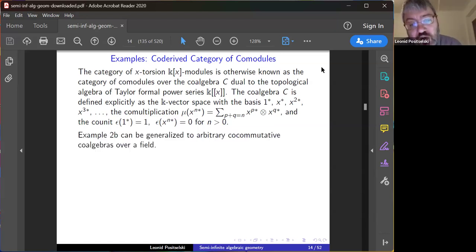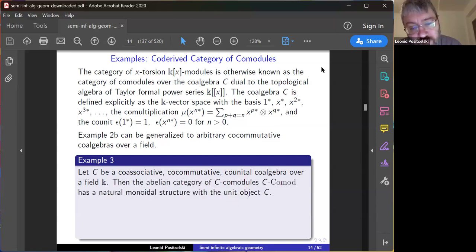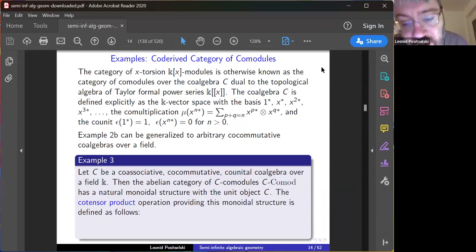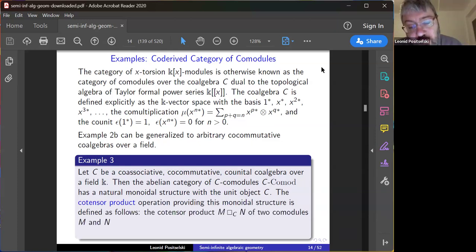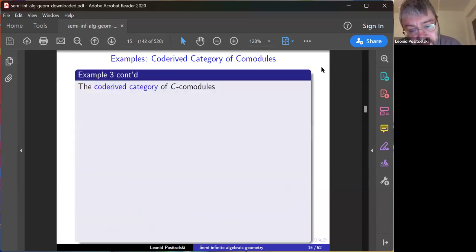Example 2b can be generalized to arbitrary cocommutative coalgebras over a field. Example 3. Let C be a coassociative, cocommutative, counital coalgebra over a field k. The abelian category of C-comodules has a natural monoidal structure with the unit object C. The cotensor product operation providing this monoidal structure is defined as follows. The cotensor product M cotensor_C N of two comodules M and N is the kernel of the difference of two natural maps, both induced by the coaction of C, one induced by the coaction of C on M, and one induced by the coaction on N.